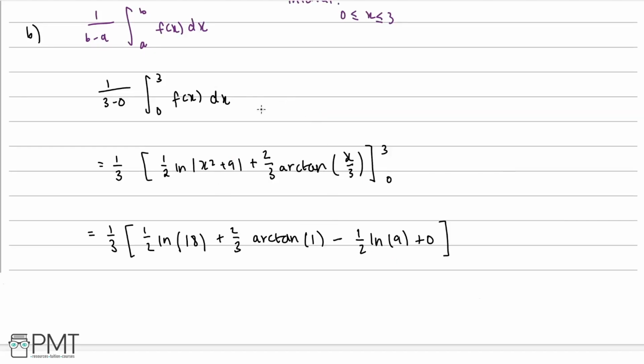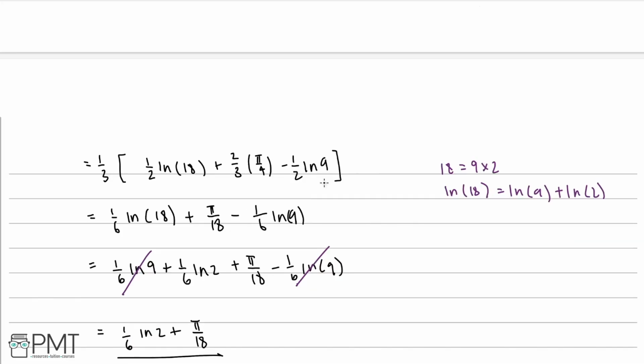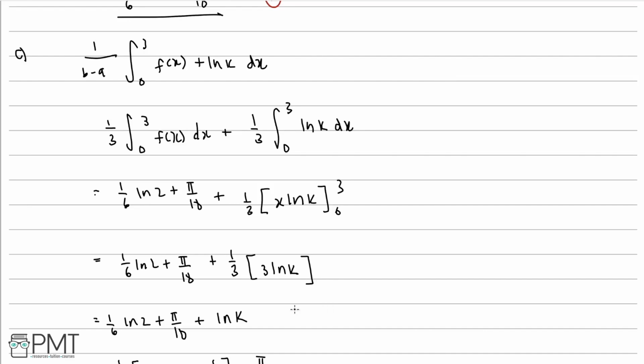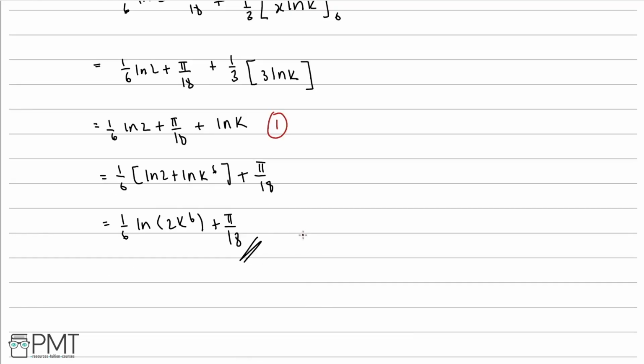For part B, you get 1 mark for using the information that you were given in part A to obtain this integral in which you substitute in the limits. You get another mark for identifying how you can pull out a ln 2 from the ln's. And you get a final mark for arriving at the correct conclusion. For part C, you get 1 mark for identifying that the mean value of f of x plus ln k will be 1 over 6 ln 2 plus pi over 18 plus ln k. And you get another final accuracy mark for arriving at the correct conclusion.